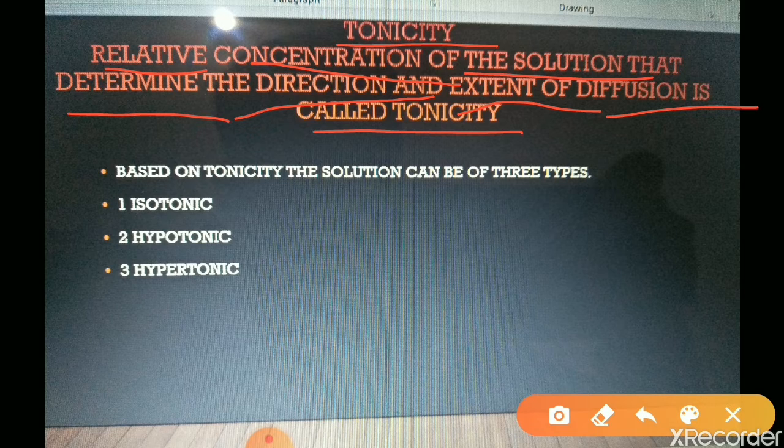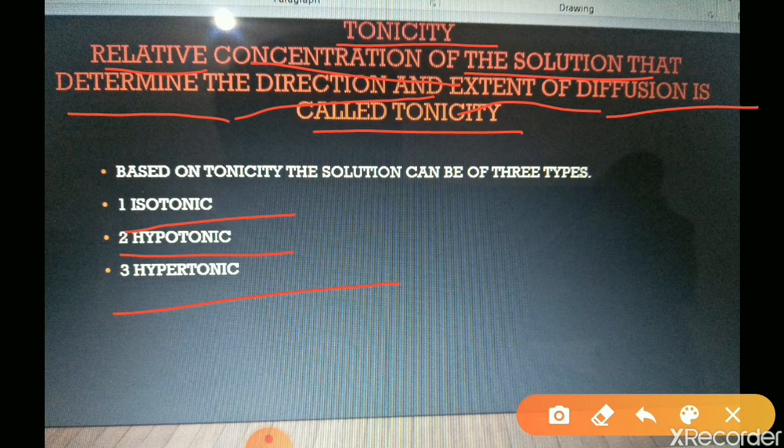According to this tonicity, we can classify the solution into three types. What are they? Isotonic, hypotonic, and hypertonic. These are the three types of solution based on their tonicity. What is tonicity? The relative concentration of the solution that determines the direction and the extent of diffusion. That we are calling tonicity.